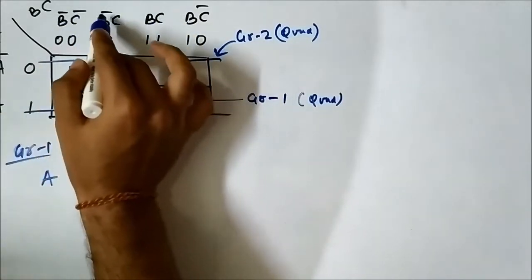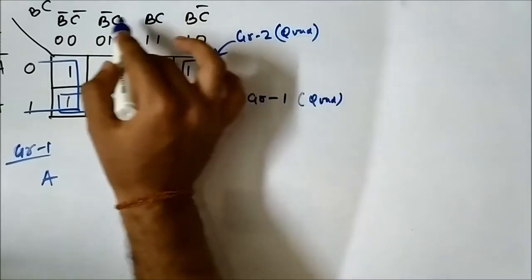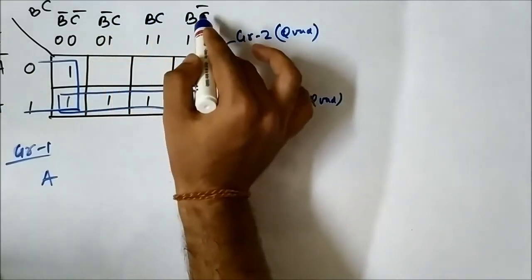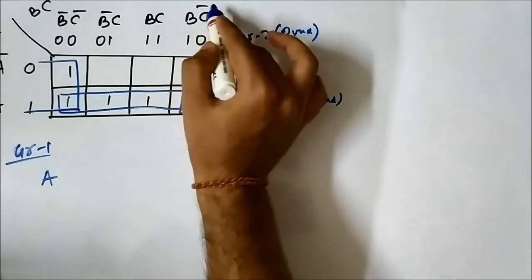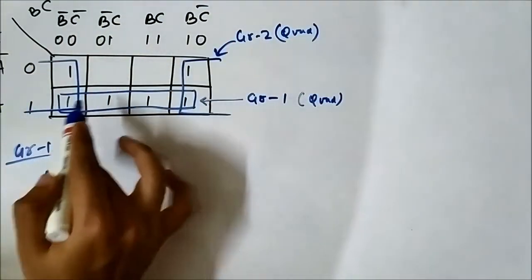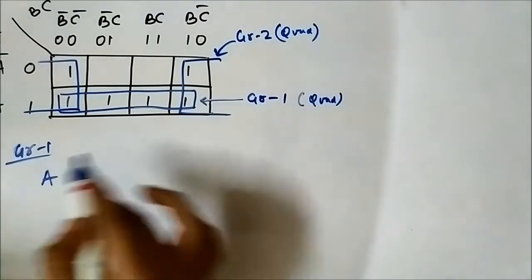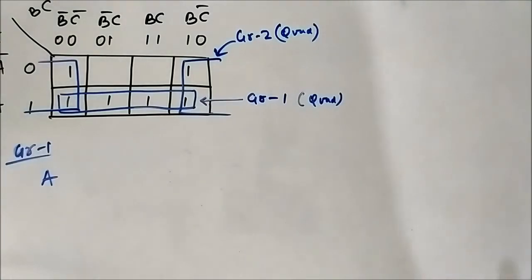Here it is B bar C bar, here it is B bar C. So up to this B bar is common, but here it is changing to B, and C is there up to here, but here again C is changing to C complement, and B is there. So nothing is common in terms of B and C, only A is common. So group 1, we can directly write it as A.